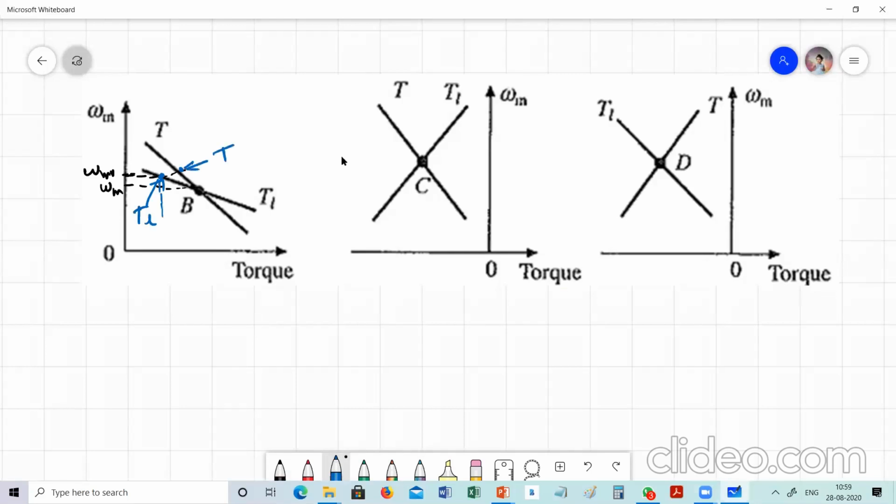If we project these 2 points on the x-axis, this is TL and this is T, we can observe that at the new speed TL is less than T. TL less than T means the machine will accelerate. Machine will accelerate means the speed will again increase. So the operating point will shift away from the equilibrium point, which means it is an unstable equilibrium point.